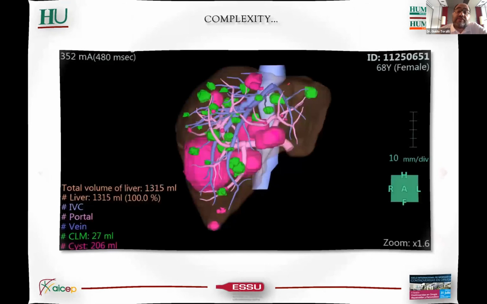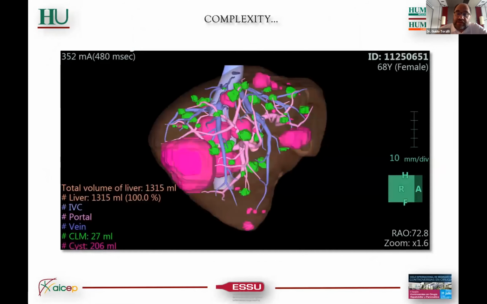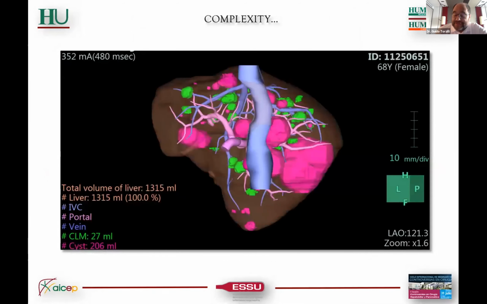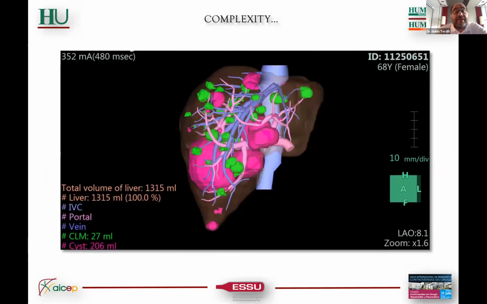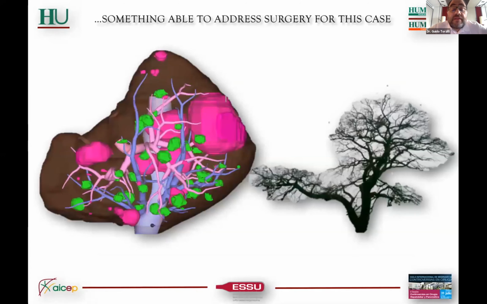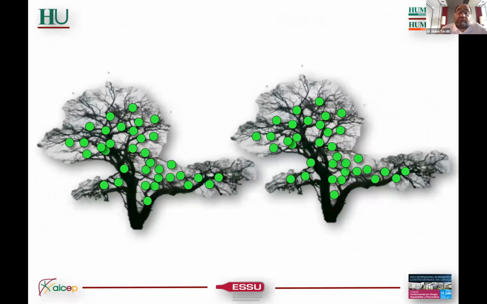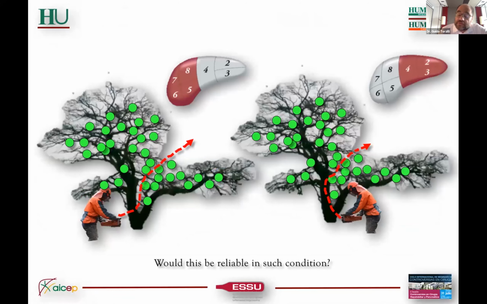Complexity means lesions like this one. Oscar has already seen this presentation a few weeks ago in another webinar. And well, if you tilt the liver in a way that mimics the tree, you can proceed with this analogy. These are 35 lesions in the liver, and these are 35 apples in the tree that you have to remove. Well, major hepatectomy doesn't work in this situation.